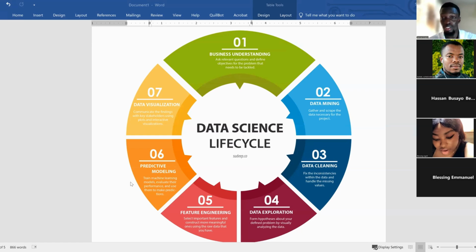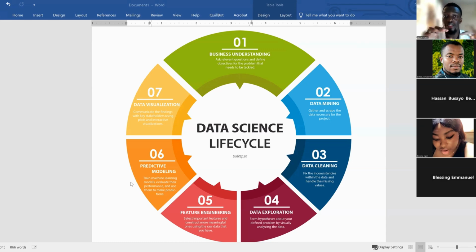You ask a lot of questions, and then you start to gather your data. That's data mining. Data mining is basically when you've already asked your questions and you already have an understanding of what you're asked to do. Then you start sourcing for data to solve that problem. Are you guys following? You see that transition, all right? So you gather your data, you scrape your data, you source for your data, and then you start to clean.